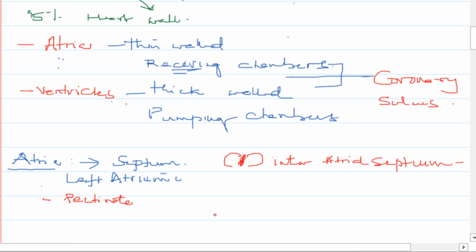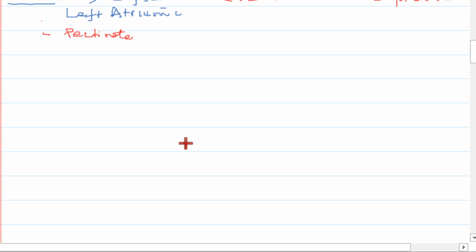Okay, so now let's see what this left atrium gets. What are the different vessels that are coming in and the valves that are present in this atrium. Okay, so first there are vessels coming in.